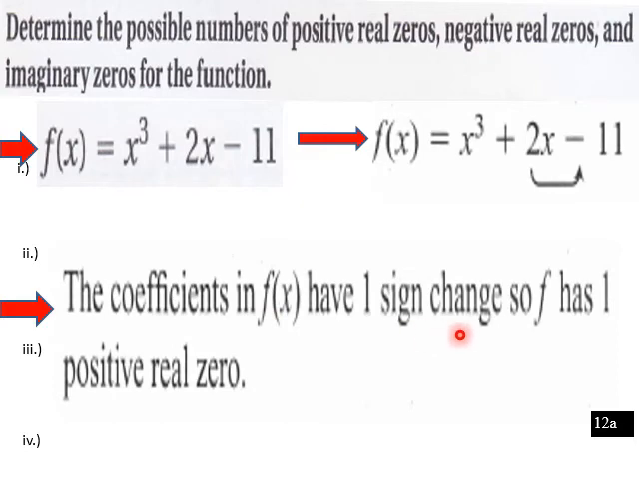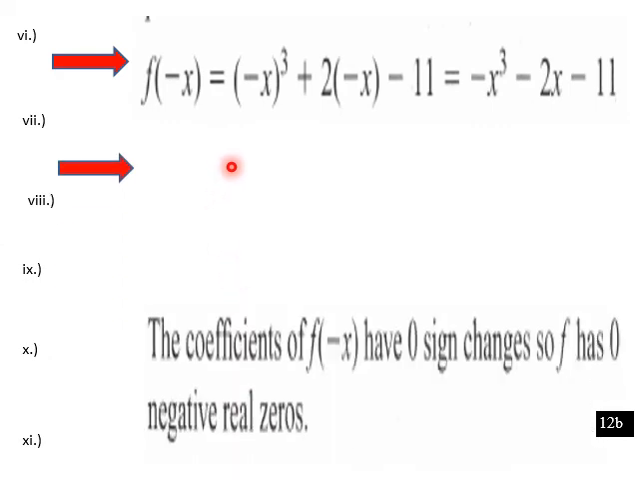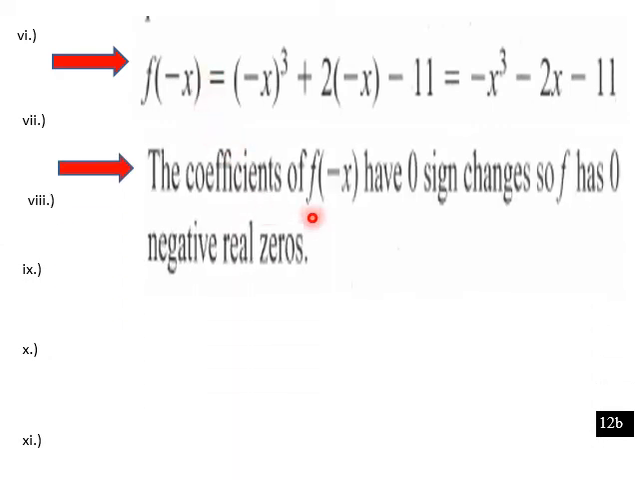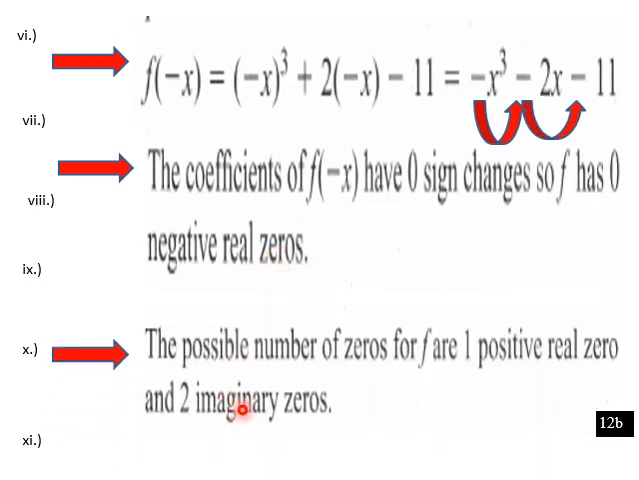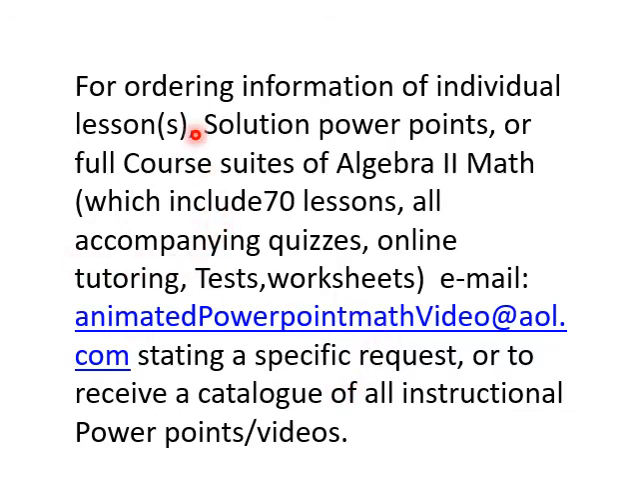The coefficients in f of x have 1 sign change, so f has 1 positive real zero. And it's just that simple. We have 1 sign change, so we have 1 real. And then doing the negative x here, the coefficients of f of negative x have 0 sign changes, so f has no negative real zeros. Possible numbers of zeros for f are 1 positive real and then 2 imaginary zeros. So we have 1 positive and 2 imaginary zeros for that polynomial.